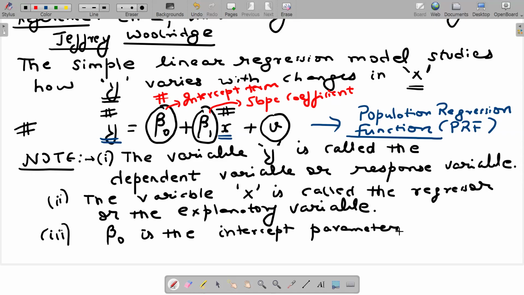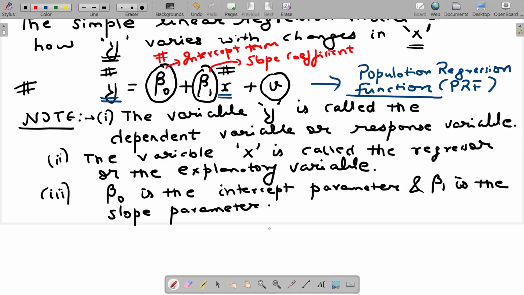And beta 1 is the slope parameter. Okay, now what does u capture? U captures nothing but the disturbance term. It's going to capture all other factors other than x which have an impact on y.